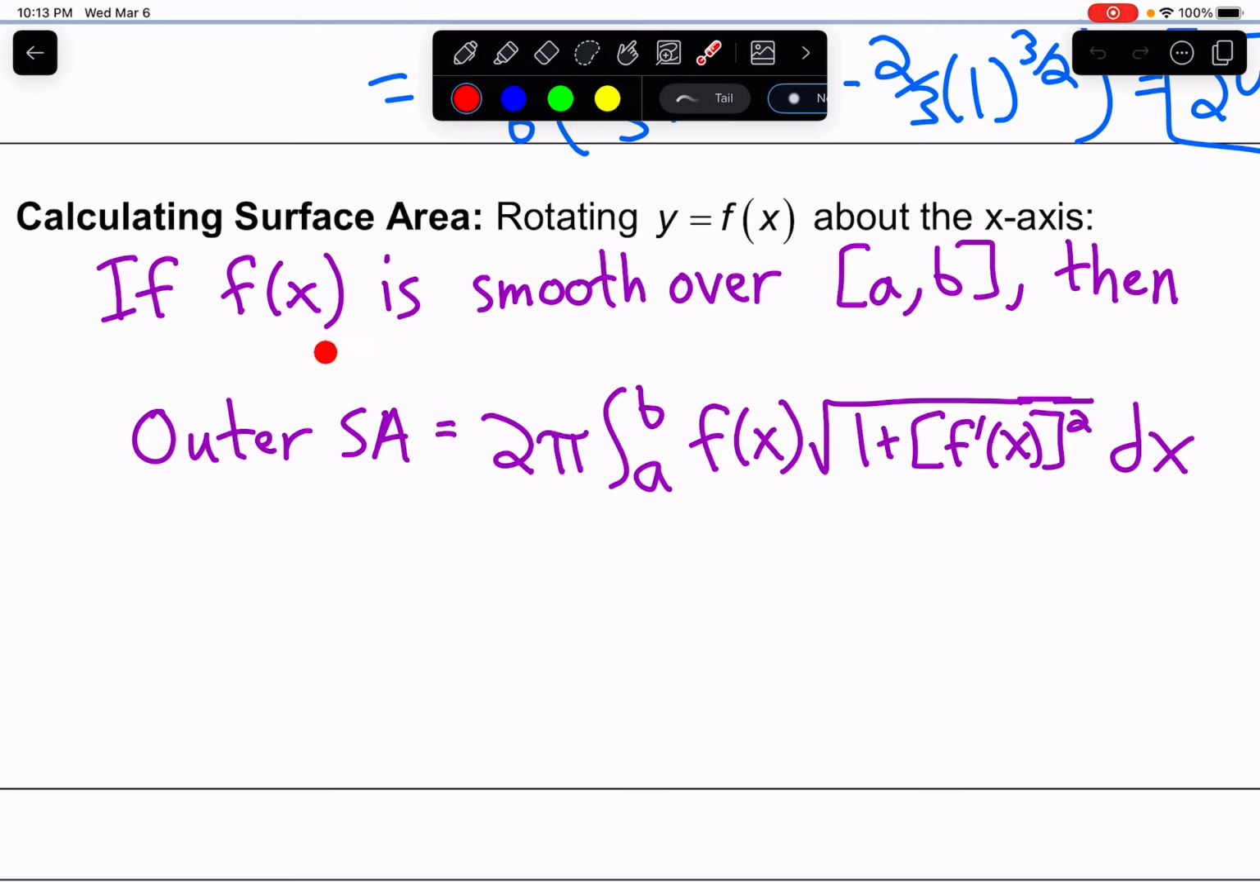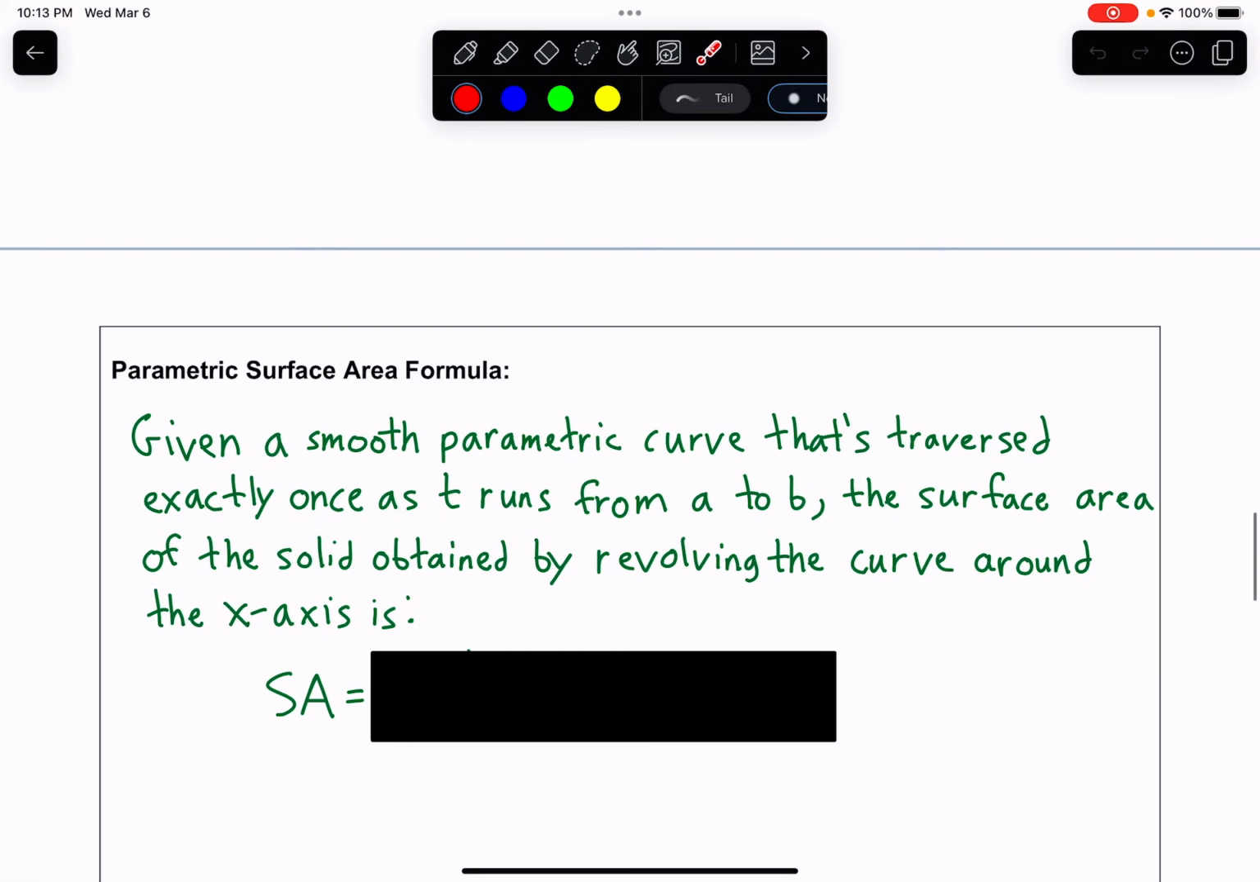If f of x is smooth from a to b, then the outer surface area generated by rotating around the x-axis is 2 pi integral from a to b of our function times the square root of 1 plus the derivative squared.